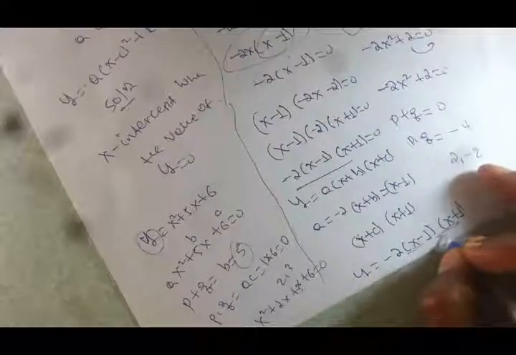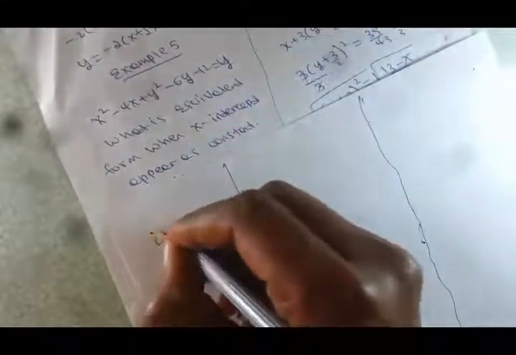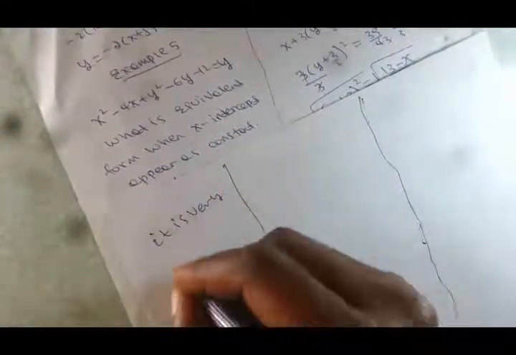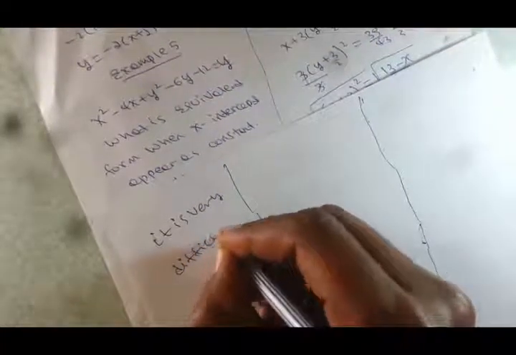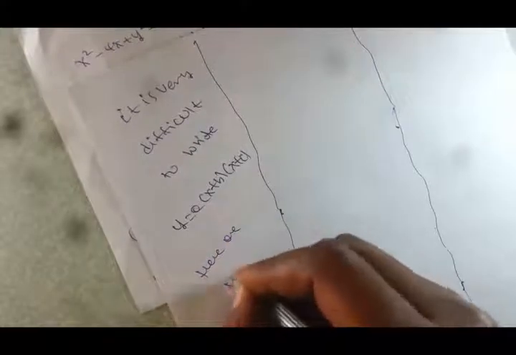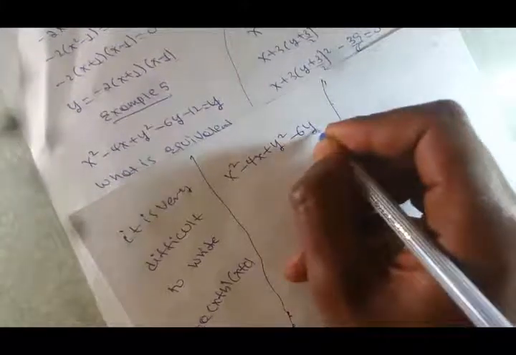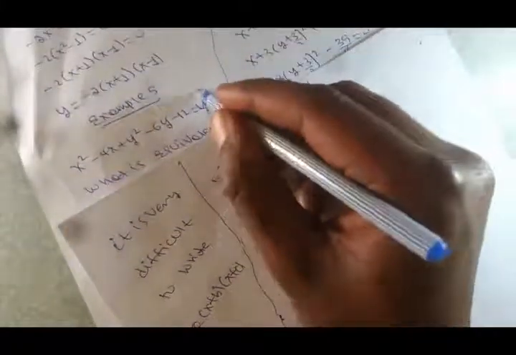This is the form when the x-intercept appears as a constant. And sometimes it is very difficult to write the x-intercept in the form of y equals a times x plus b times x plus c when there are two variables. For example, let's take this example. Example 5 is given by x square minus 4x plus y square minus 6y minus 12 equals, let's say, not y, f of x.